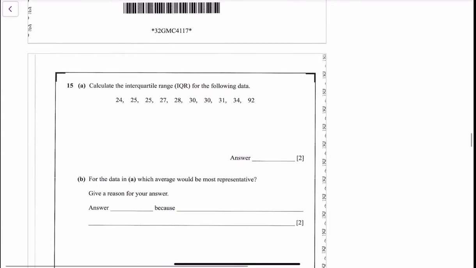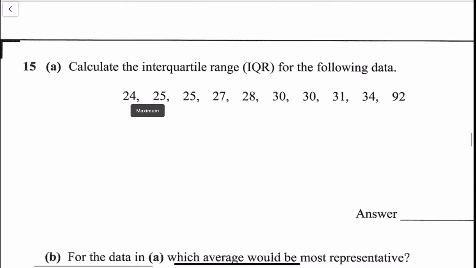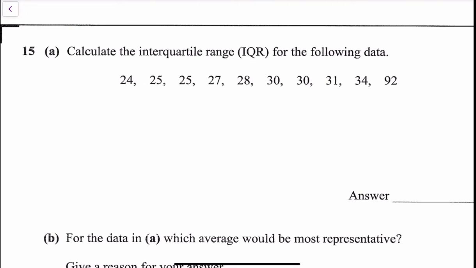Question 15. Okay, calculate an interquartile range. To find the interquartile range, what you have to do first is put things in order, and they've been very nice to us here. They're already in ascending order. That's great. If you count up the number of values, I counted that there were 10 values, so my n is equal to 10.